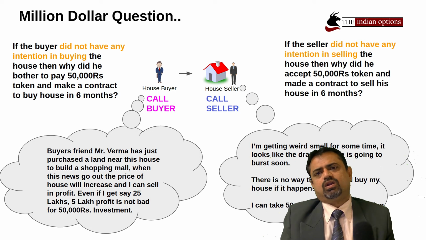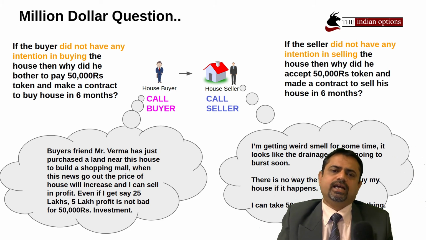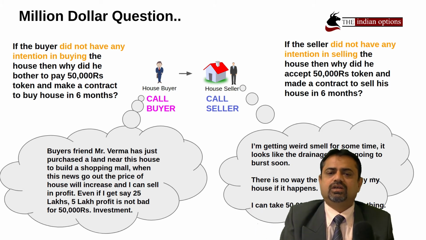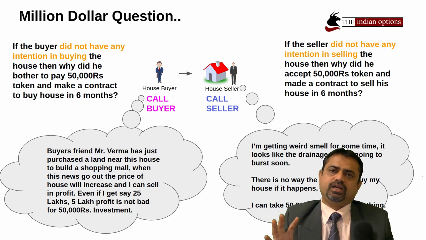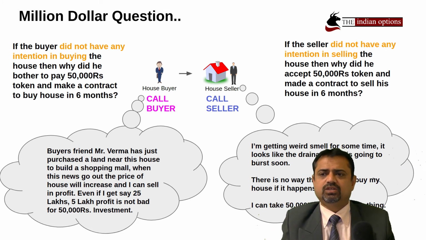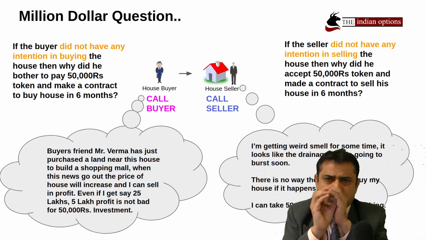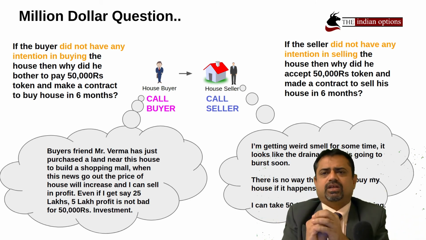Now the million dollar question that you might be having right now in your mind is, why the hell are they making a contract when they are not willing to buy or sell the house, okay? Now this is what happens in options, right? In options, there is no house, there is no intention of selling or buying anything. We are talking about only that premium, 50,000.